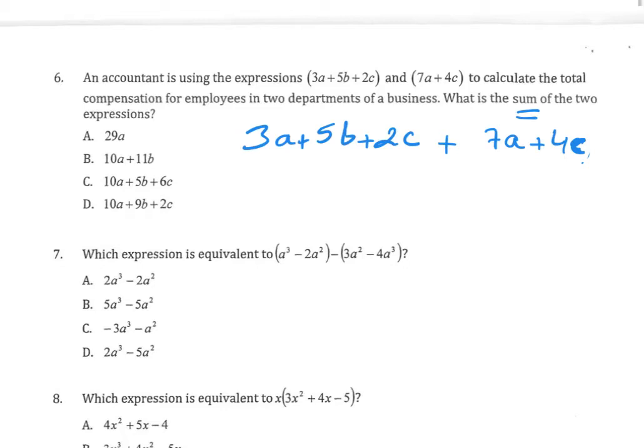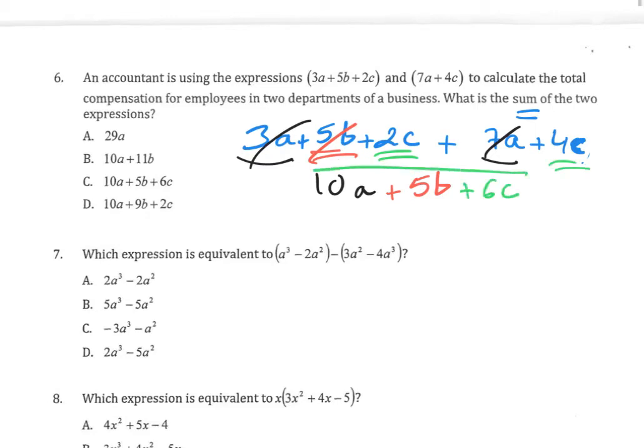Now let's add like variables. Here we have 3a with 7a, that will be 10a. And then we have the next one, we have 5b, right? With nothing, it's going to be 5b by itself. So we're just going to leave 5b there. And the last one, we're going to add 2c with 4c. That will be 6c here, all right? So the answer will be C, right here, will be C.